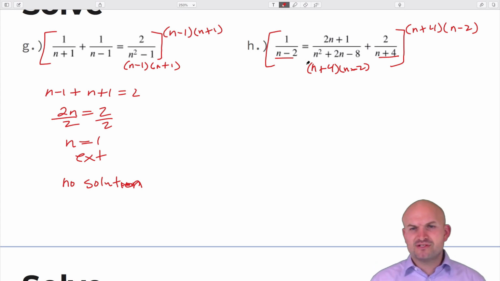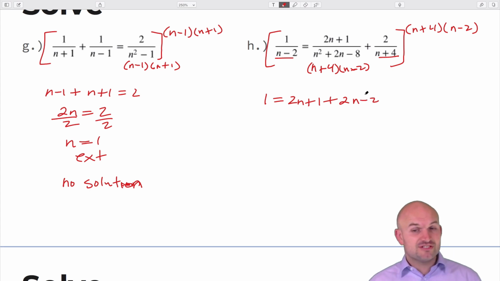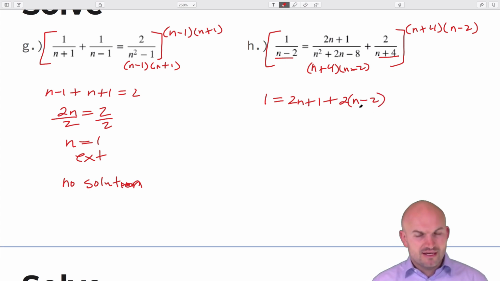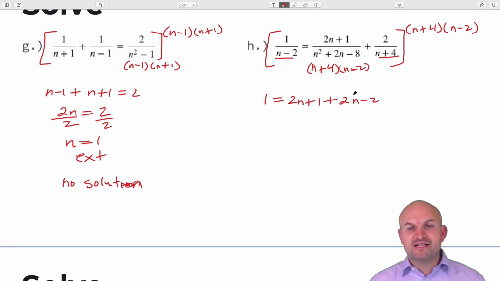Multiply this by every term. So you can see the n minus 1s are going to divide out. Here you can see my n plus 4 and my n minus 1s divide out, 2n plus 1. Plus here you can see my n plus 4s divide out, so that'll leave me with 2 times n minus 2. But don't write it like this, right? Because you want to make sure you use the parentheses. That's a very big mistake. People write it like that, and then they'll have 2n minus 2, but it's not 2n minus 2. It's 2n minus 4, because you have to apply the distributive property.